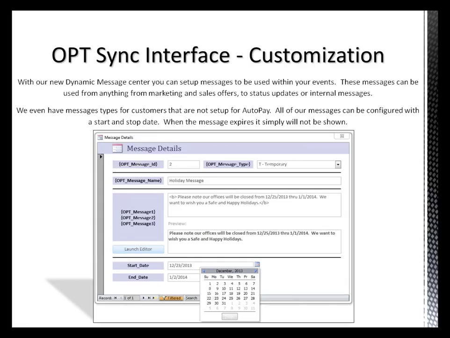And I mentioned before that we have the ability to add in custom messages within our events as well. So this is an example of where we've put a temporary message that goes into an event that will only show within that time frame. After that period of time, the message is automatically removed, requiring no user input, and the customer will not receive expired messages.